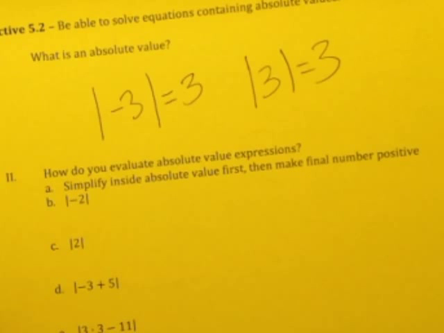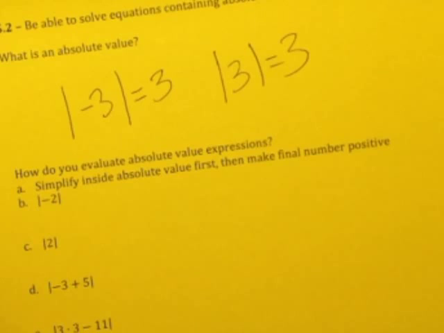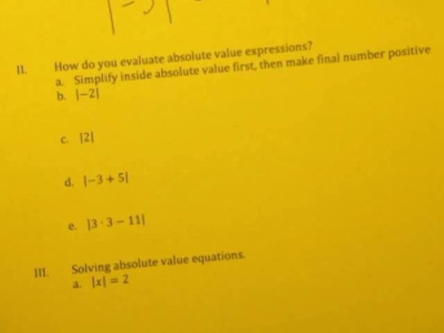Now, the key is you do have to simplify first. When we're trying to simplify these expressions, you need to simplify inside the absolute value first as if it's parentheses, and then make your final number positive. So check your understanding of this. Try evaluating B, C, D, and E here. Pause and then come back.